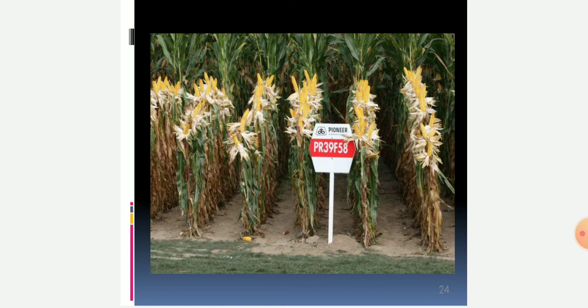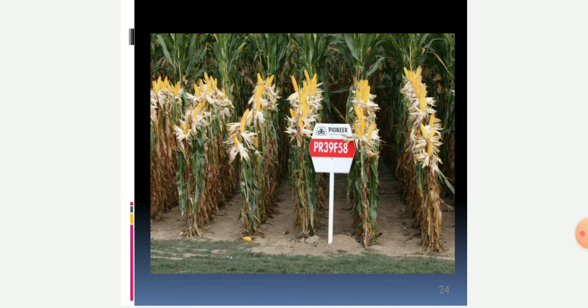See some pictures of the maize crop and breeding of the maize crop. You see the variety PR39F58 by Pioneer, and it also includes different germplasms. We can use the germplasm lines.